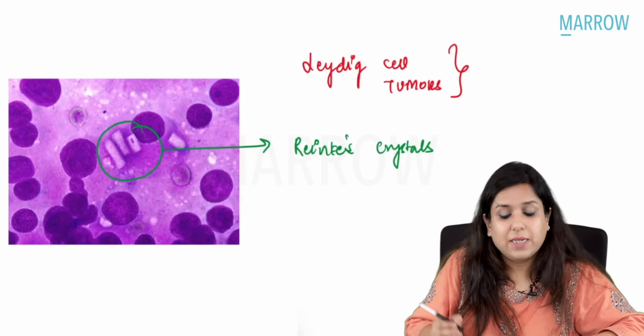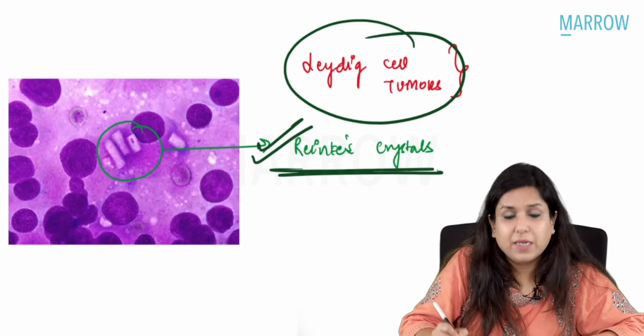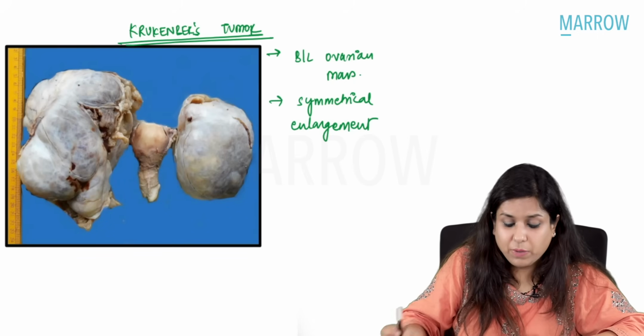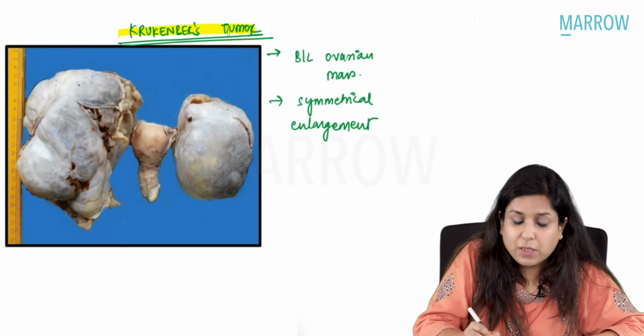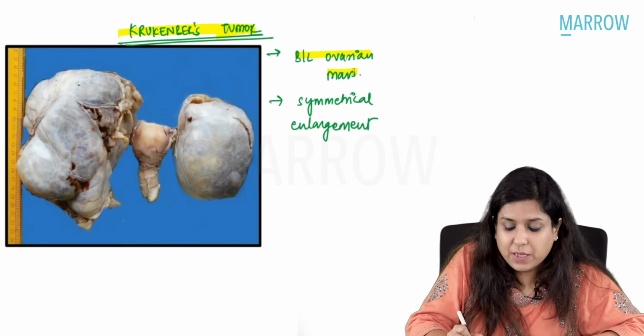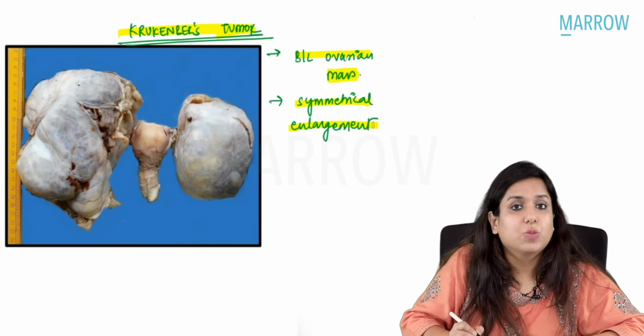Then students, Leydig cell tumor, when I have it, then the patient will have Reinke crystals, right? That is another thing which you need to remember. And when the patient has a Krukenberg's tumor in the ovary, it usually presents as a bilateral ovarian mass. There is symmetrical enlargement of the ovary.